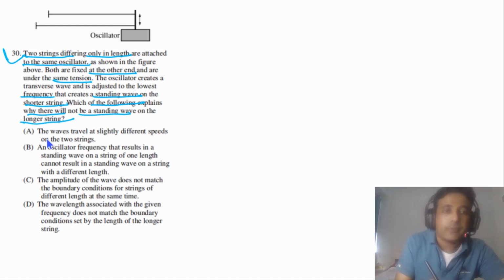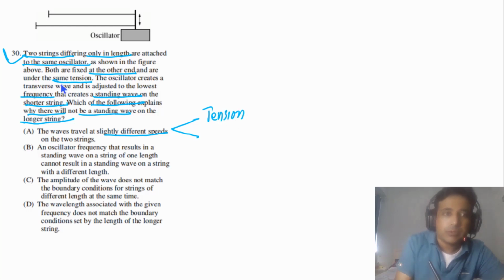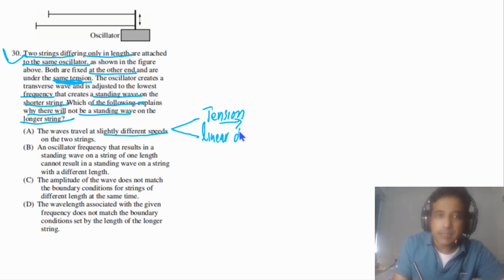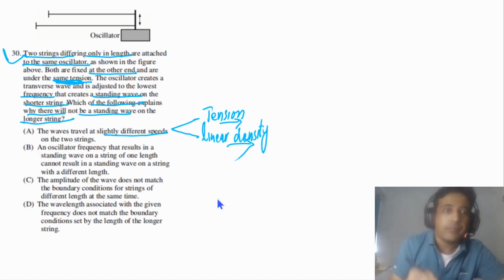If you look at the given options, for option A it is given to us the waves travel at slightly different speeds on the two strings. The speed of a wave on a string depends on two factors. One is tension. In this case, tension is the same. It is given to us, tension is the same, so this factor is the same. And second is the linear density. If the strings are the same, it means they have the same properties as well. So linear density is also the same. So the speed of the waves on these two strings will be the same. So this option is incorrect.